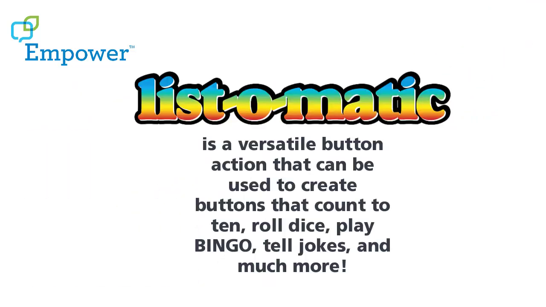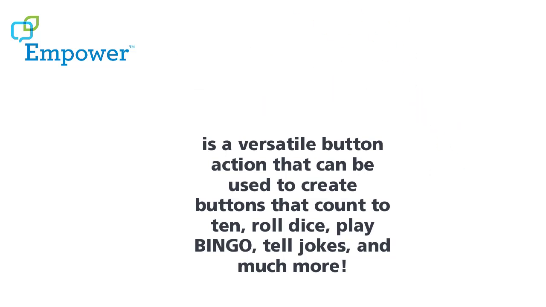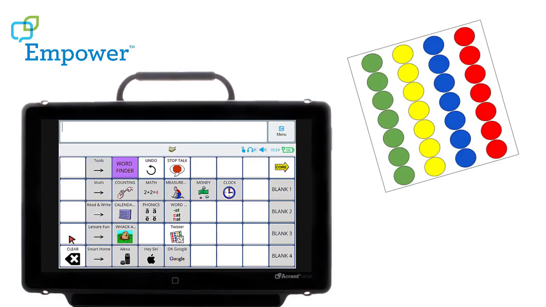Up first, List-o-matic. This is a versatile button action that can be used to create buttons that count to 10, roll dice, play bingo, tell jokes, and much more. Record a series of words or phrases to select in order or at random.